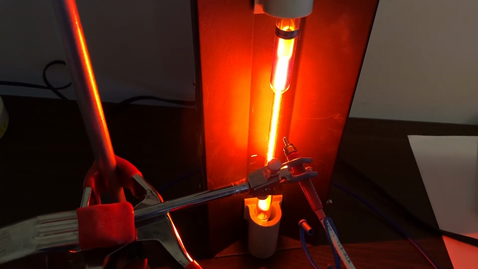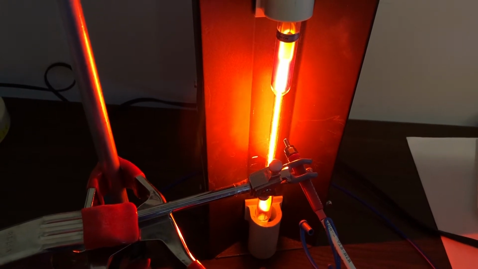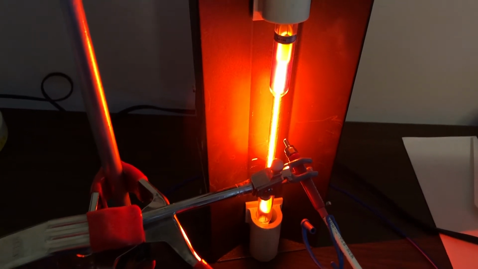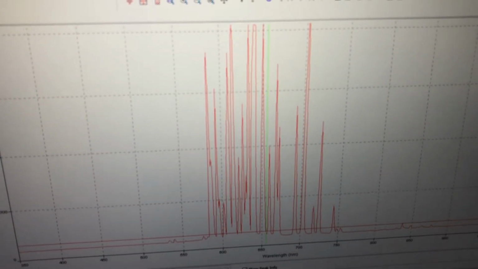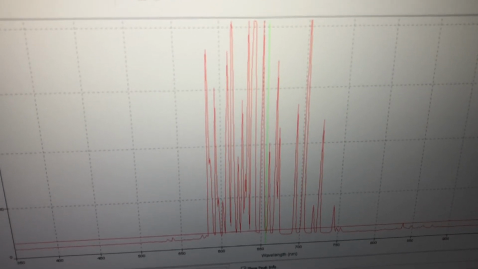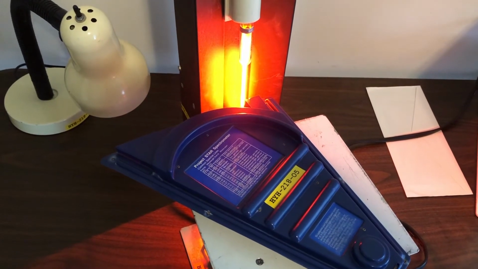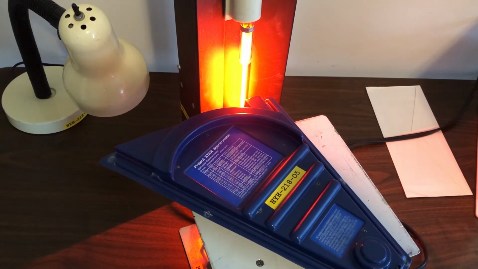And next we have neon, which is unsurprisingly a neon in color. The spectrum of neon, as you can see, has a lot of lines in the orange and red part of the spectrum. And here we're looking at neon with the Project STAR spectrometer.